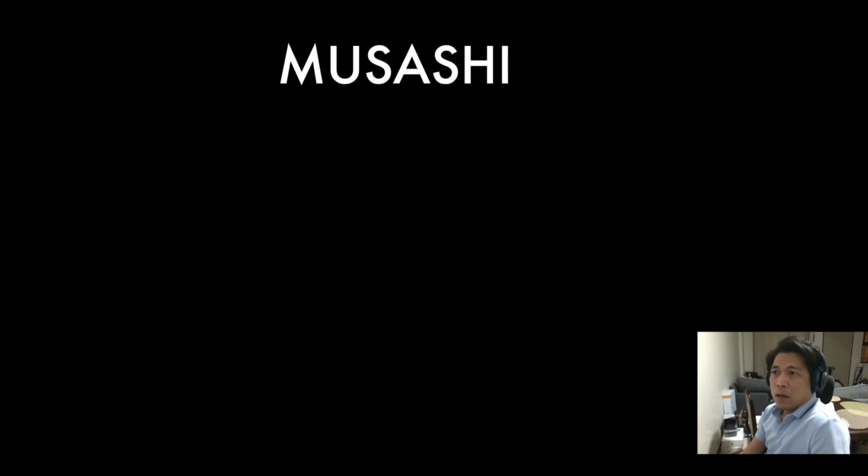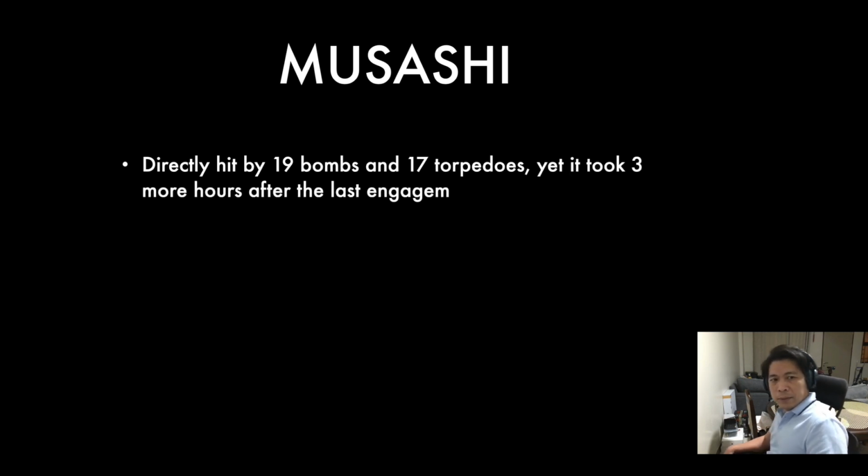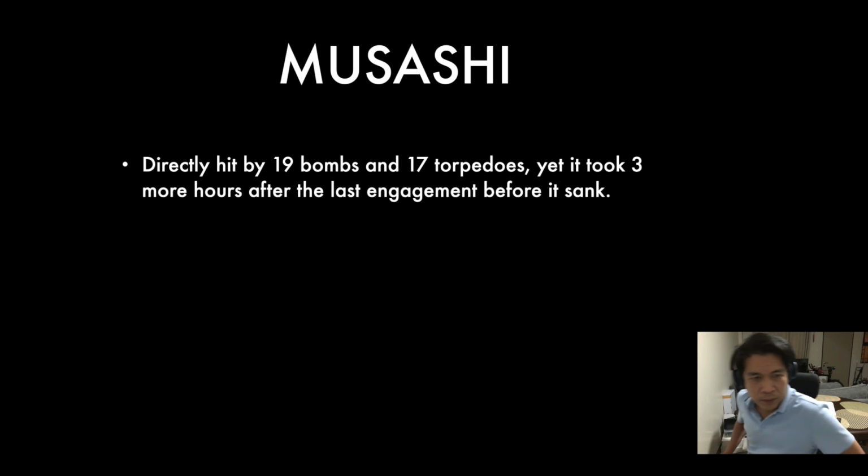Finally, let us look at the significance of Musashi in the Battle of Sibuyan Sea. Firstly, she was hit by 19 bombs and 17 torpedoes. That's a total of 36 hits. But yet it took 3 more hours after the last engagement before she sank.